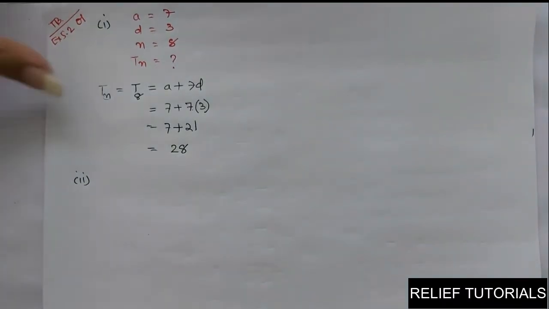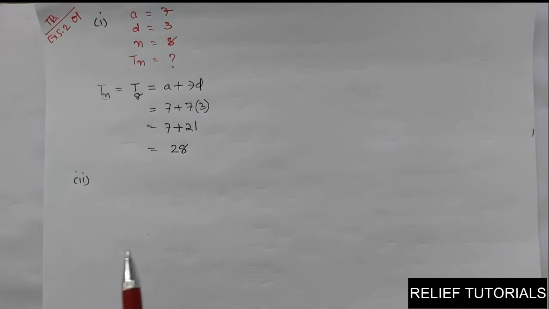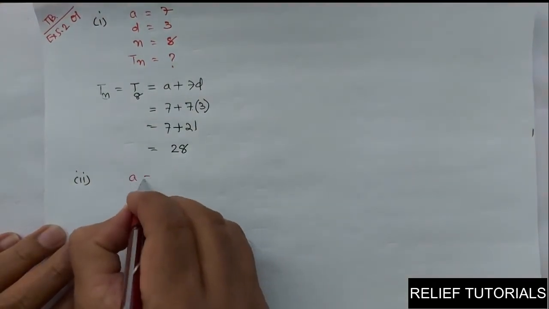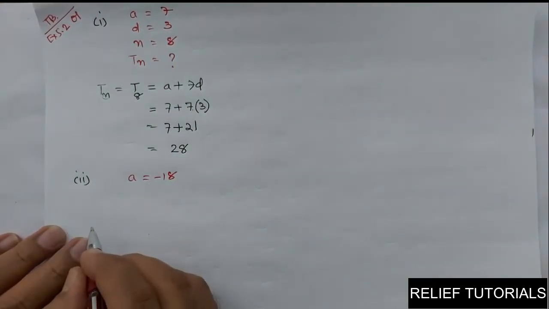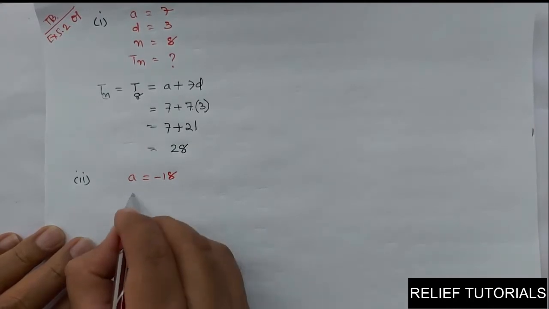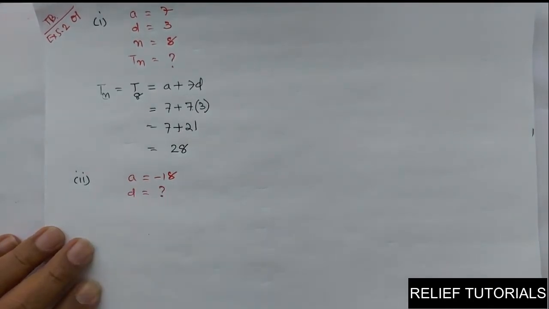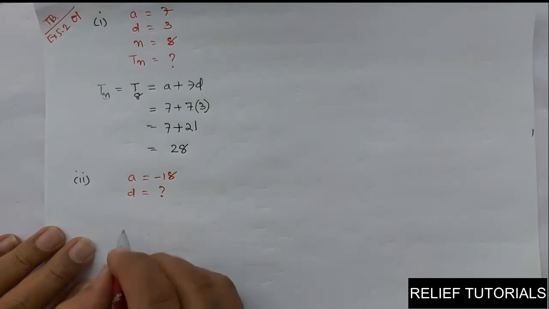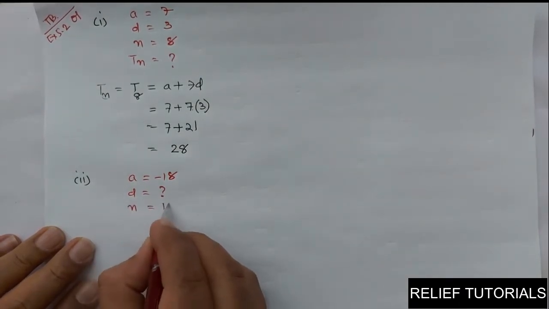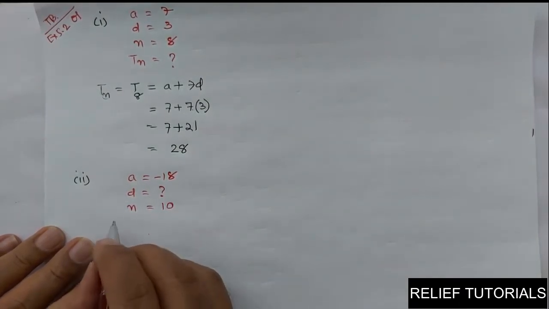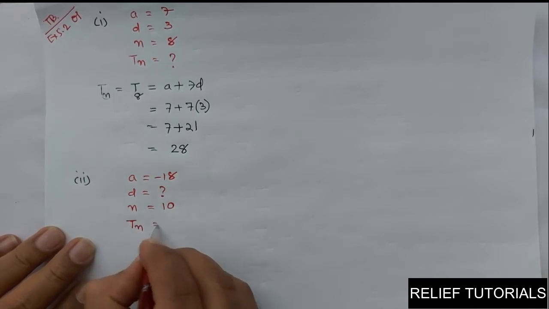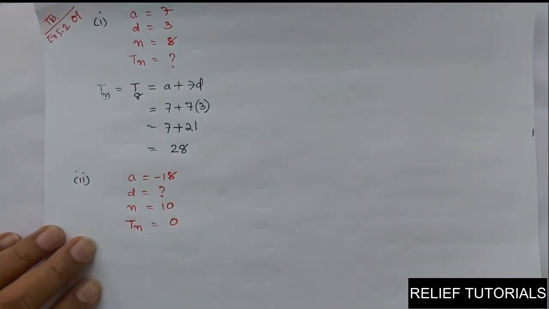So look at the table. What is given here? Second. A is equals to minus 18 is given. A is equals to minus 18. Clear? Difference not given. So difference equal to question mark. N is equals to 10. And Tn, nth term, that is Tn is equals to 0. Clear?